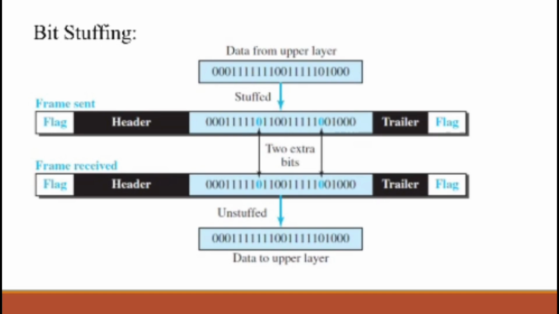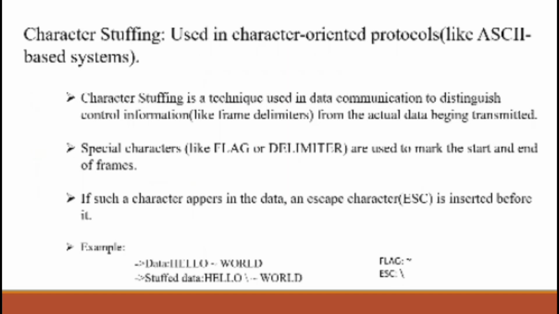So when the frame is to be sent, it is stuffed. After 5 consecutive ones, a 0 is stuffed. And at the receiver end, when the receiver receives 5 consecutive incoming 1 bits followed by a 0 bit, it automatically destuffs the 0 bit and gets back the original data message. So this is about bit stuffing. And now, character stuffing.